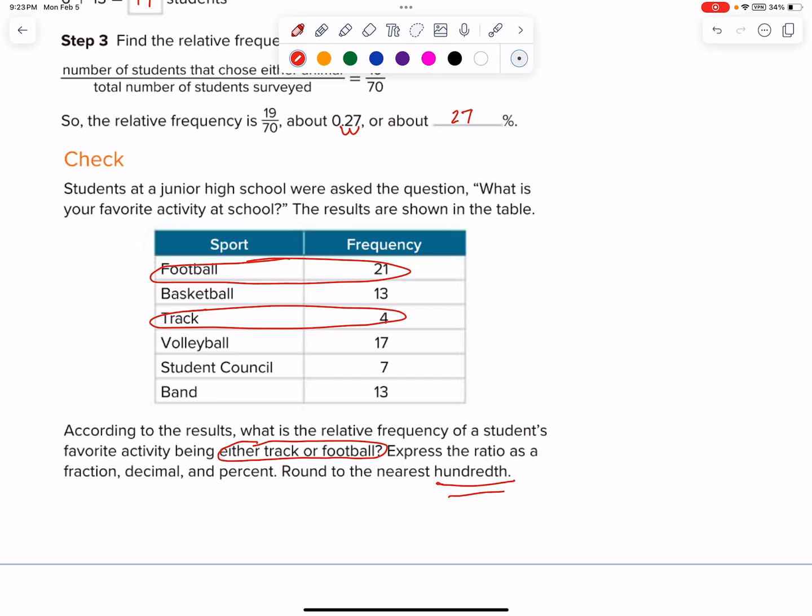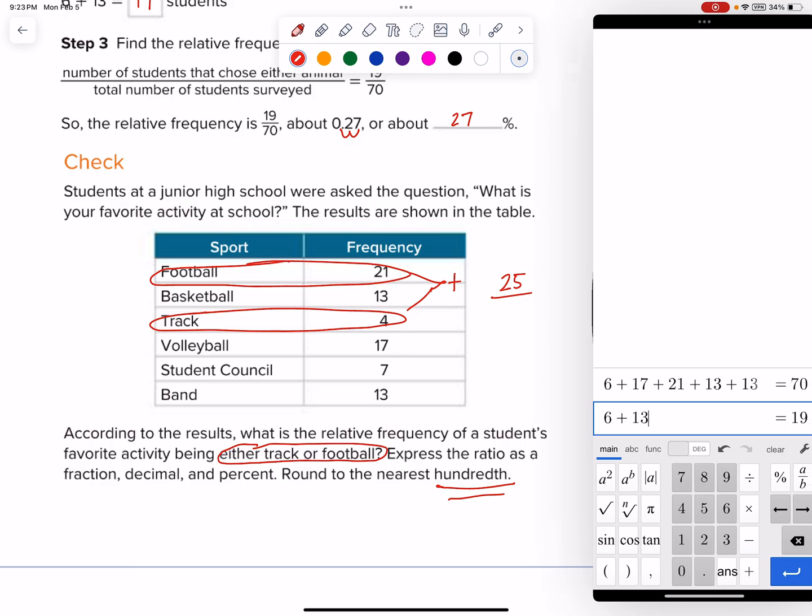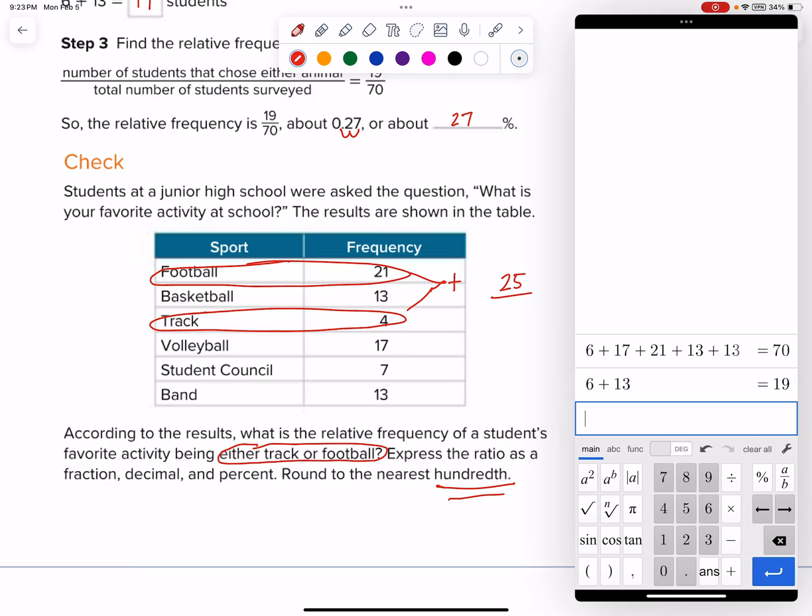All right. So let's get the part we're focusing on, our numerator, which is 21 and 4. So if we add those together, obviously we have 25. What are the total amount for the denominator? So we unfortunately have to add all those up. So we already know we're at 25. Let's add the rest. Plus 13, plus 17, plus 7, plus 13.